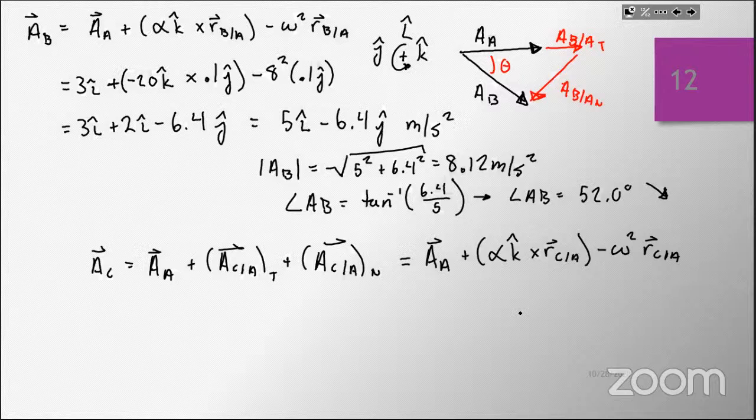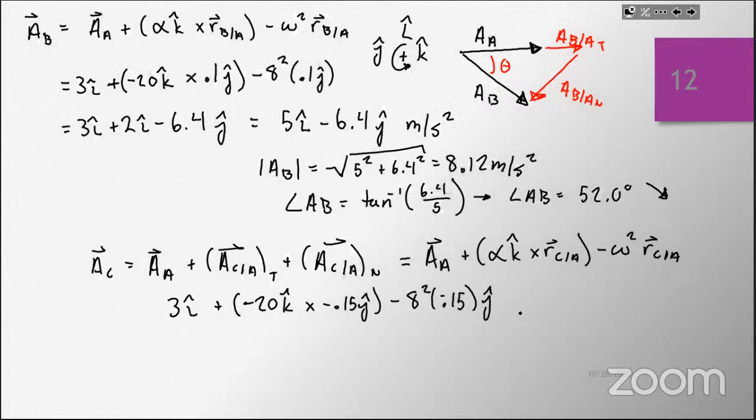So we can plug this in, right? So I'm going to have 3I plus negative 20K cross negative 0.15J minus 8 squared times 0.15 times negative 0.15 in the J. That's what I'm going to have.